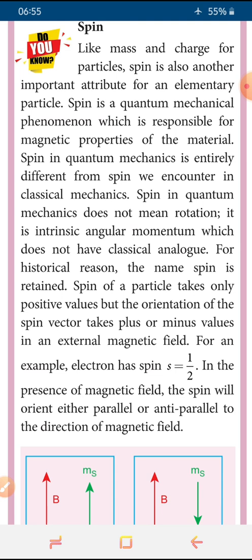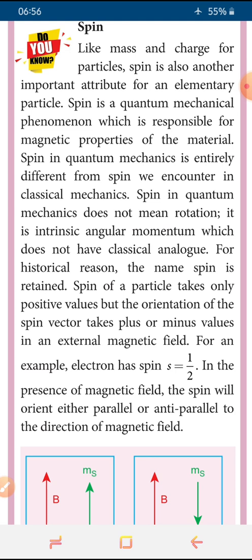Spin, in higher classes, you may study in more depth than this. Here the intro is given. In the second volume a little bit is added. While studying BSc Physics and MSc Physics, you will get more ideas about spin. So what is spin? Spin in quantum mechanics does not mean rotation. It gives the intrinsic angular momentum, and it does not have any classical analog. For historical reasons, the name spin is retained.